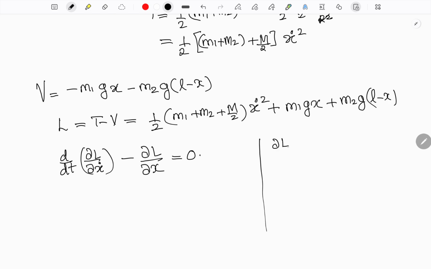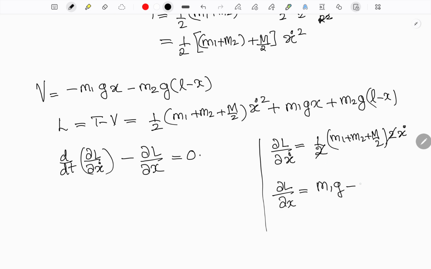So first, dou L by dou x dot will be equal to half (m1 plus m2 plus capital M by 2). The derivative of x dot square with respect to x dot will be 2x dot. So 2 cancels. Similarly, dou L by dou x will be, you can see from the equation, m1g minus m2g. The derivative of l is 0 because it is a constant. Now let us substitute these things into the Lagrange's equation of motion.